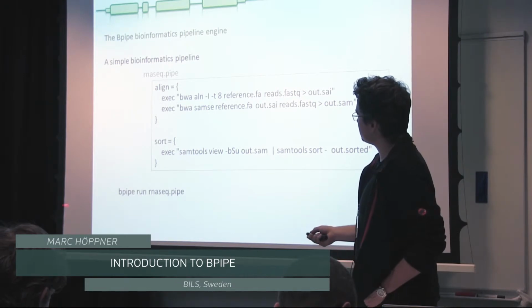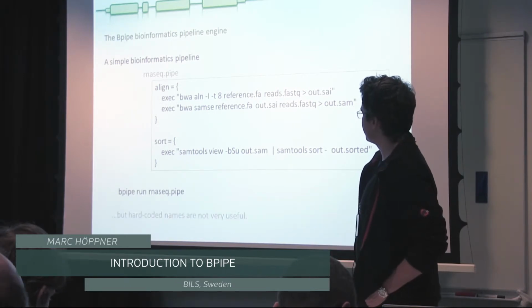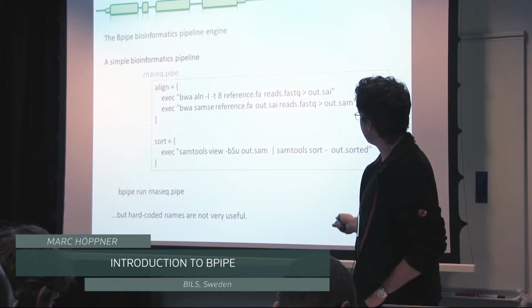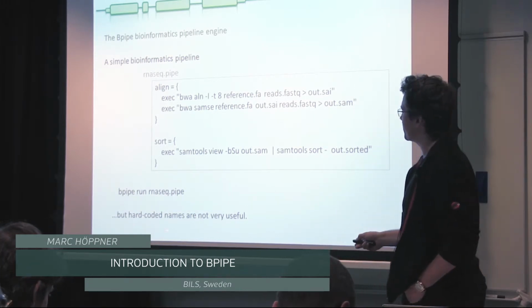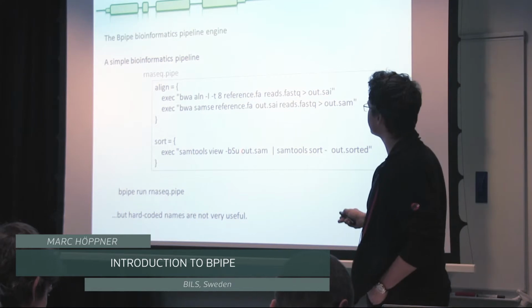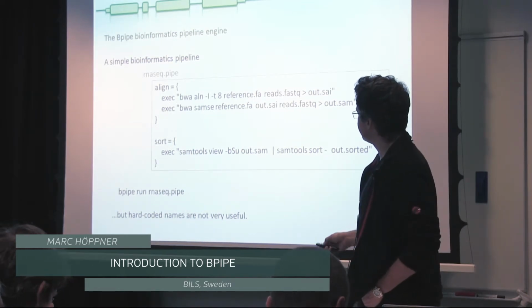Right? Again, we can call this just Bpipe run or pipeline, and it will produce the sorted output. The problem here is that, of course, we have hard-coded names. We don't want that. Otherwise, we have to change it every time we want to run the pipeline.